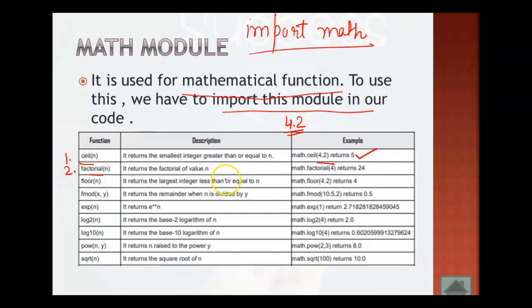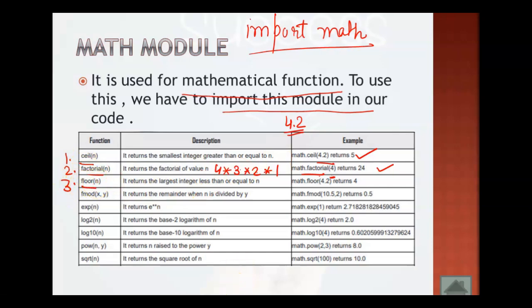Next to that, we have the factorial. Factorial is a direct function used to find the factorial of a number. The syntax is math.factorial, and in brackets you give the value whose factorial you are calculating. If the number is 4, you have to multiply 4 by 3 by 2 by 1. So 4 times 3 is 12, into 2 is 24. The answer is 24. If you write it with the function, you also get 24, because this is a direct way to use this function.